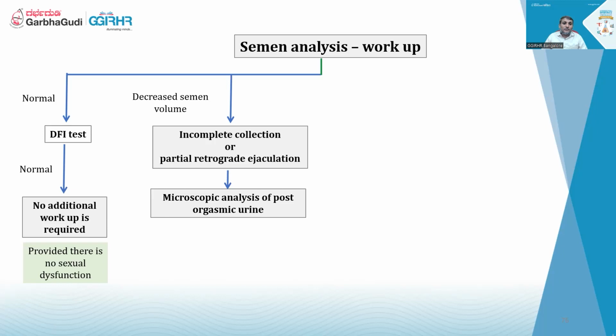Now, if the volume is low, you should ask about collection problems, or any retrograde ejaculation should be evaluated. And see how to evaluate retrograde ejaculation. Immediately you should tell the patient to pass the urine, analyze the urine, immediately centrifuge that urine at high speed, and analyze the pellet. This was the second one, volume.